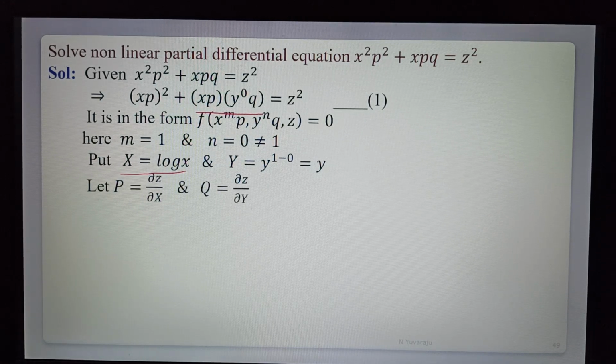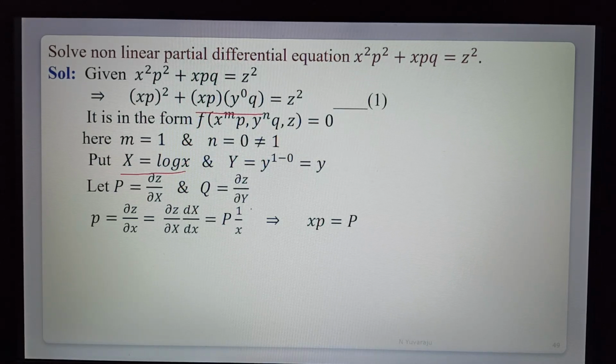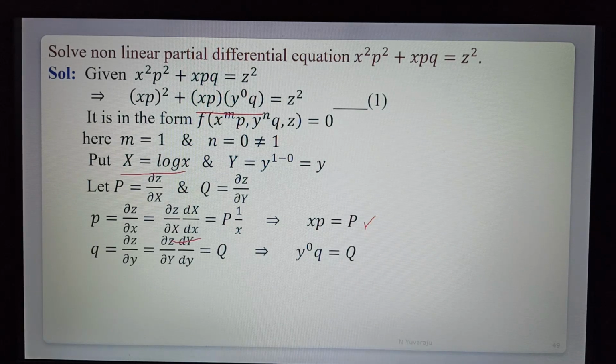Similarly, by the same procedure, capital P is equal to dou z by dou capital X and capital Q is equal to dou z by dou capital Y. So small p is equal to dou z by dou x, which is dou z by dou capital X into dX by dx, that is capital P into 1 by x, so xp is equal to capital P. Similarly, small q is equal to dou z by dou y, which is dou z by dou capital Y into dY by dy, that is y power 0 into q, which is equal to capital Q.